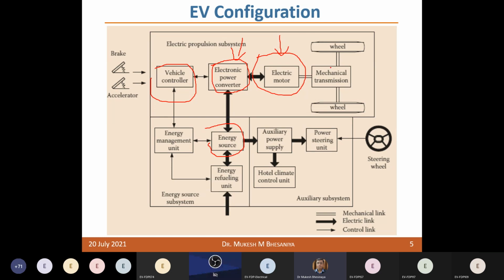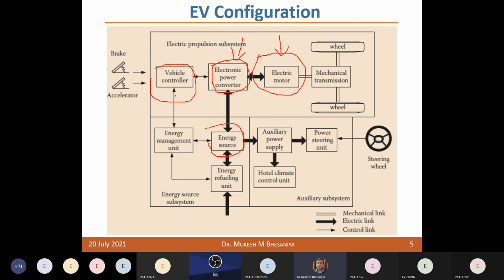Again, in many configurations you will find two motors installed on both the wheels, or you have a single motor with the use of this mechanical transmission. It's a differential type of mechanism which is used, specifically when you are going for a cornering action. In a cornering action the two wheels may not be rotating at the same speed, so they will not spin at the same rate. You need to adjust it with the use of these differentials, which we call the mechanical transmission here.